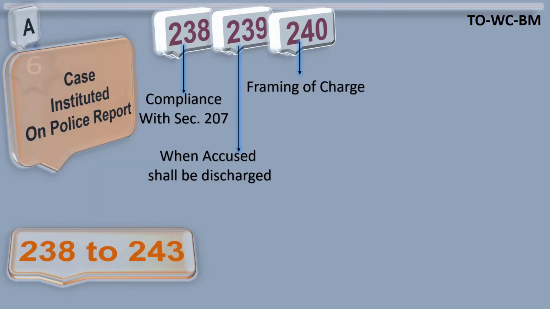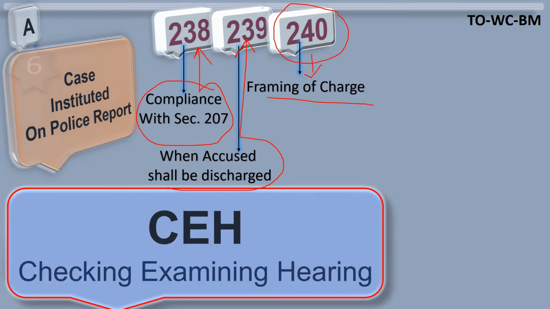So how are cases instituted on a police report? First we have to check the compliance under section 207. This is what section 238 informs us. And if there are no grounds on the allegations, then the accused shall be discharged. This is what section 239 says. And section 240 says if there are grounds on the allegations, then the framing of the charge will be done. How do we check whether there are grounds or not? Well, simple. CEH: checking, examining and hearing both the parties.